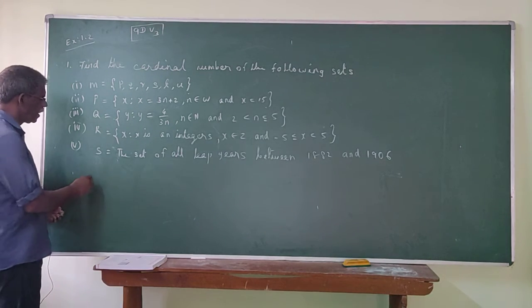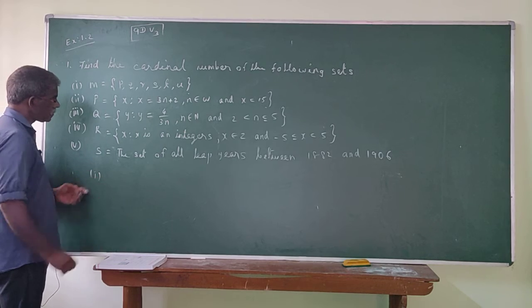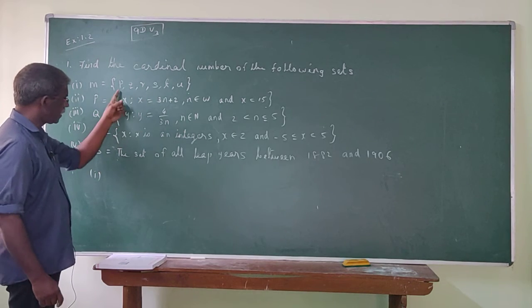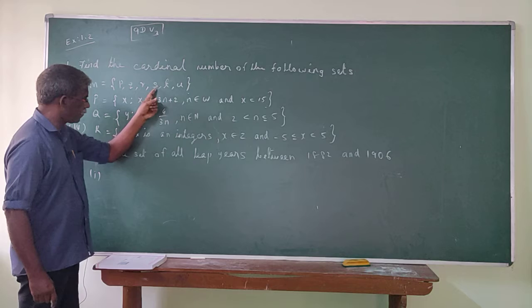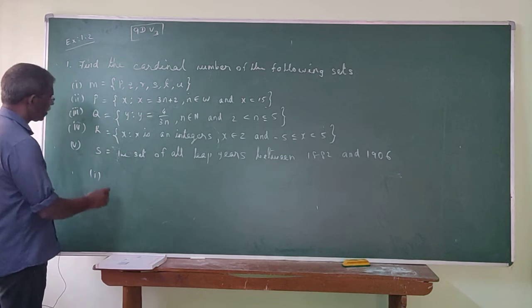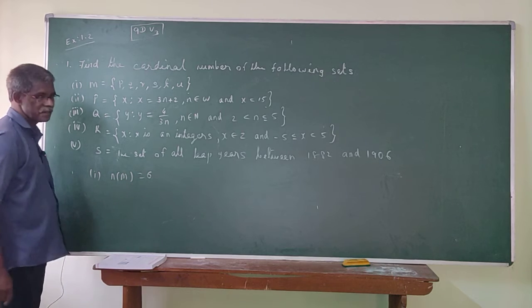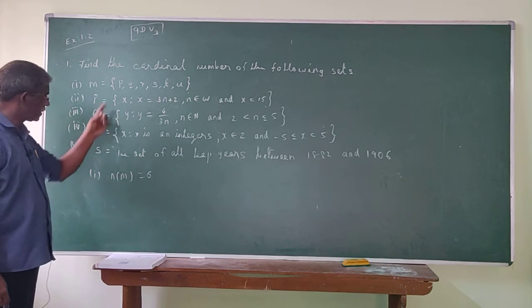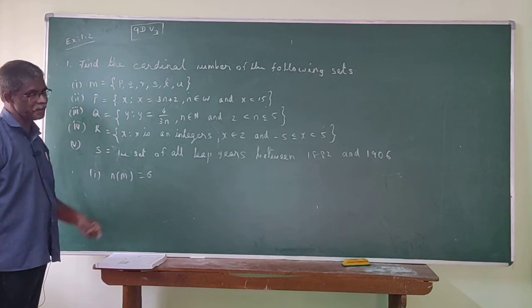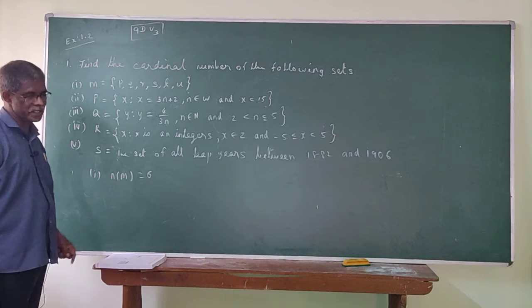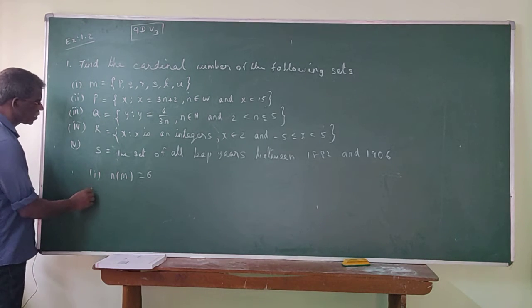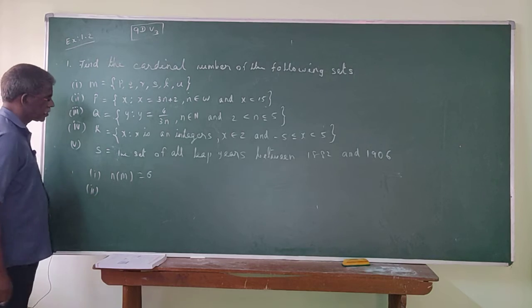Question number 1, here very clear. How many elements? 1, 2, 3, 4, 5, 6. So n of M is equal to 6. This is the answer. In this set how many elements? 6 elements. So the cardinal number is 6. Then question number 2.